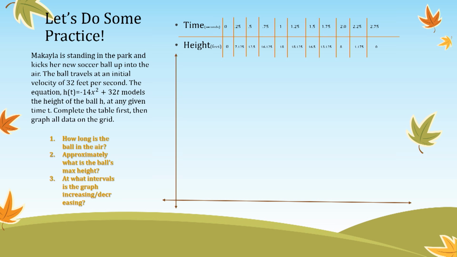It says, Michaela is standing in the park and kicks her new soccer ball up into the air. The ball travels at an initial velocity of 32 feet per second. The equation h of t equals negative 14x squared plus 32t models the height of the ball, h, at any given time, t. Complete the table first, then graph all of the data on the grid.